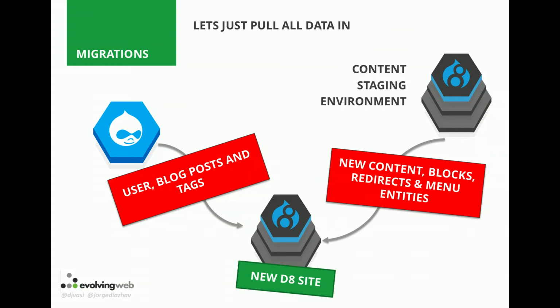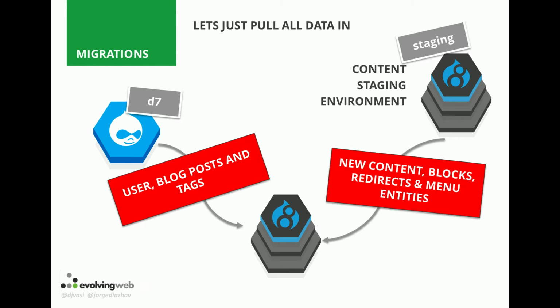And from the content staging environment, we can export everything in there as JSON using the new REST module in Drupal 8, and then just pull it in from there into the new D8 site. And so all our data just comes from external sources, and there's no data that's part of this project directly. And so we did this by grouping our migrations. So we had a group called D7, which pulled the old content, and we had a group called staging, which pulled the new content.